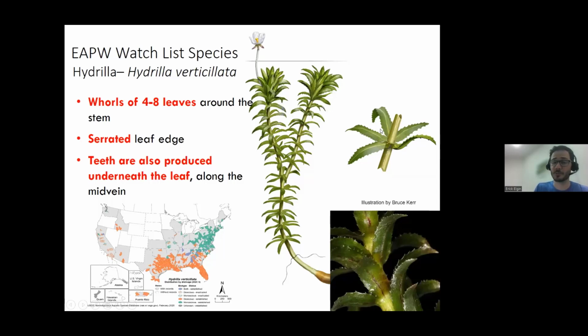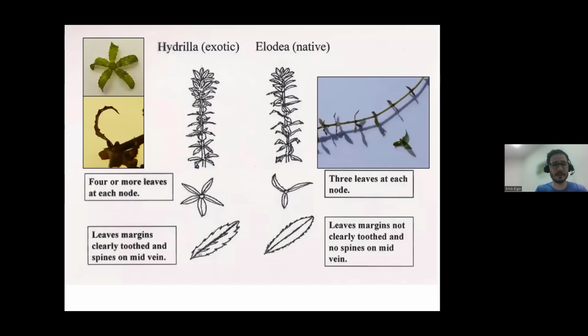And I missed one important component: the leaves are coming out in whorls of 4 to 8. So in this one, there's 1, 2, 3, 4, 5 leaves per whorl. We have some native lookalikes, and they really look like Hydrilla. However, there are 2 key things that are helpful: look at the number of leaves, and look at the teeth on the side and underside of the leaves of the native. Like I mentioned, Hydrilla has teeth along the edge and along the backside.